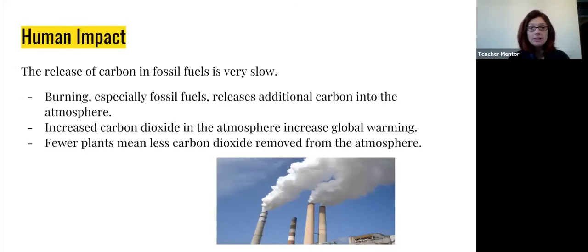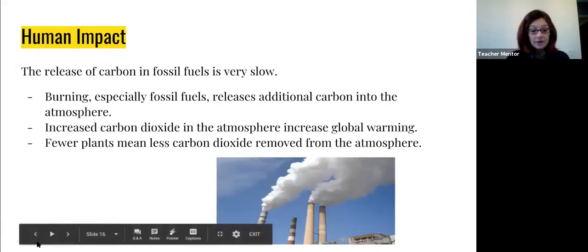When we release additional carbon into the atmosphere, there's an increased amount of carbon dioxide in the atmosphere. And this is responsible for increasing global warming. When we cut down forests and remove a lot of plants, that means that less carbon dioxide is being taken in from those plants, and so less carbon dioxide is being removed from the atmosphere.